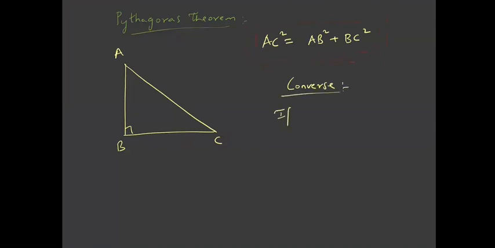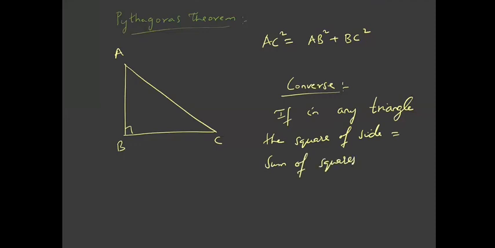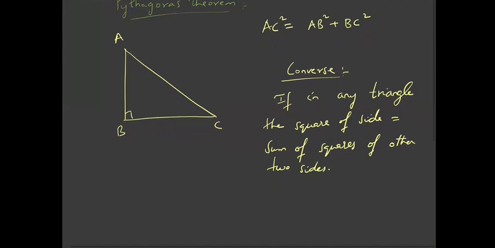If in any triangle the square of one side is equal to the sum of squares of the other two sides, then the triangle is right angled. So this is the converse of the statement. This is also true, so I'll leave it as an exercise for you to do at home.